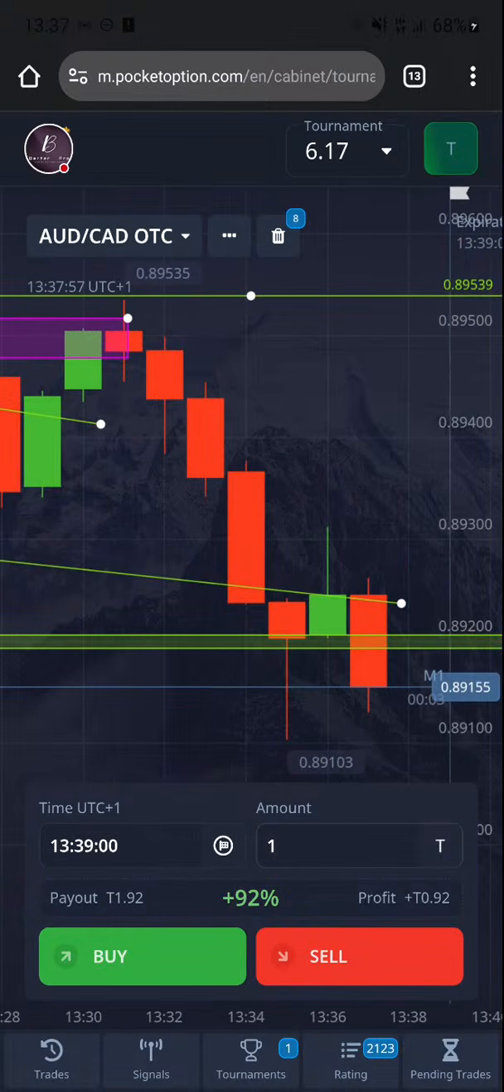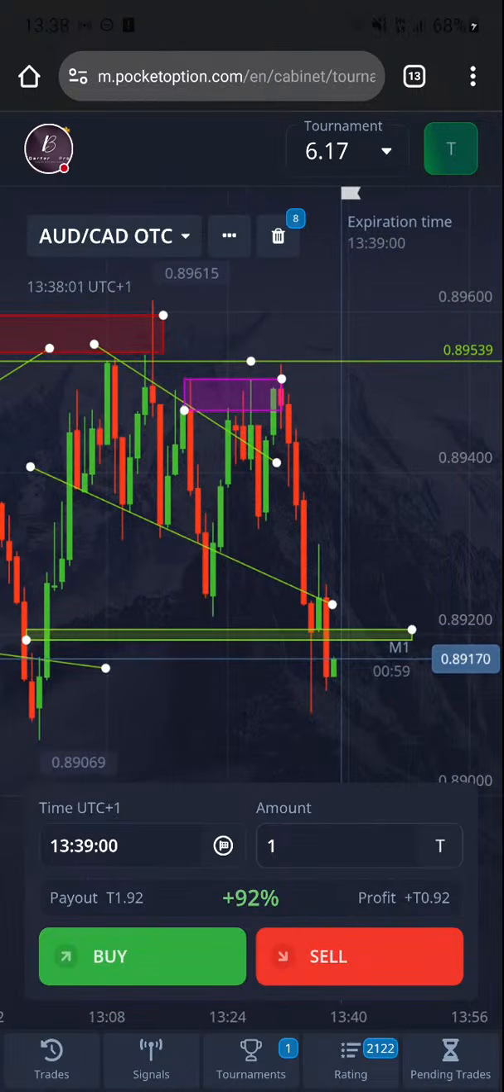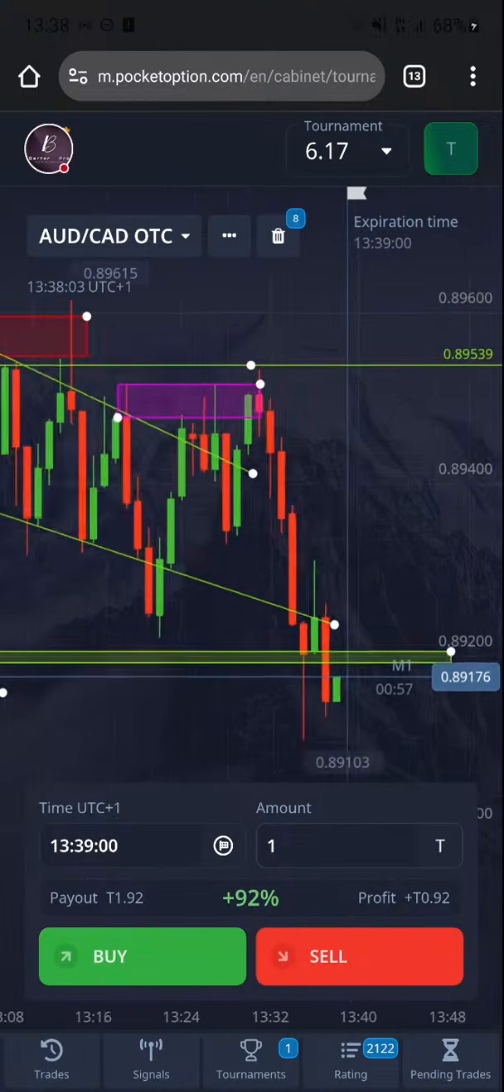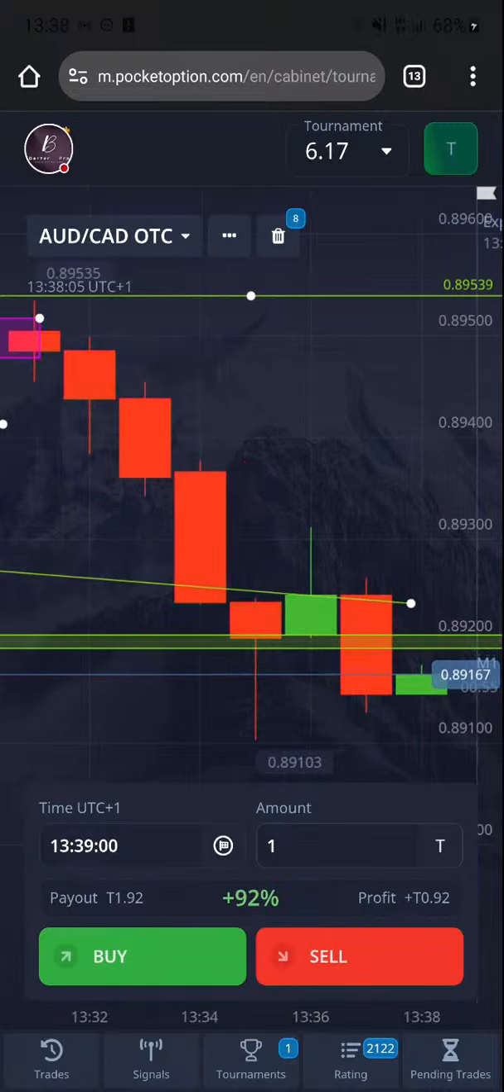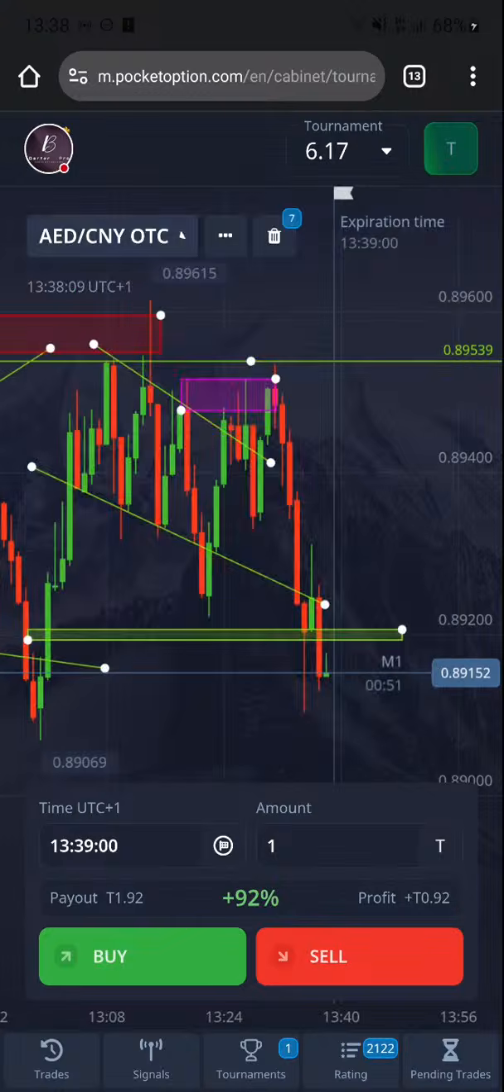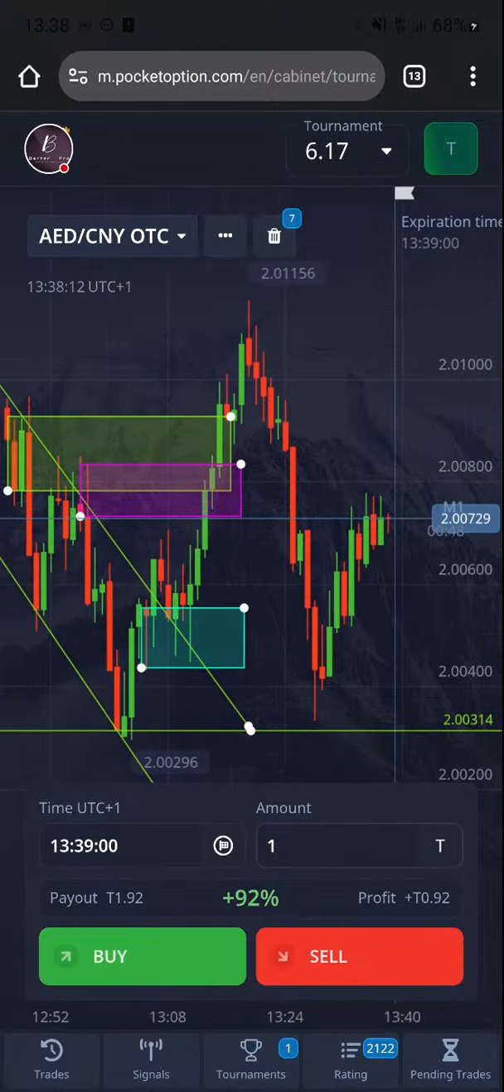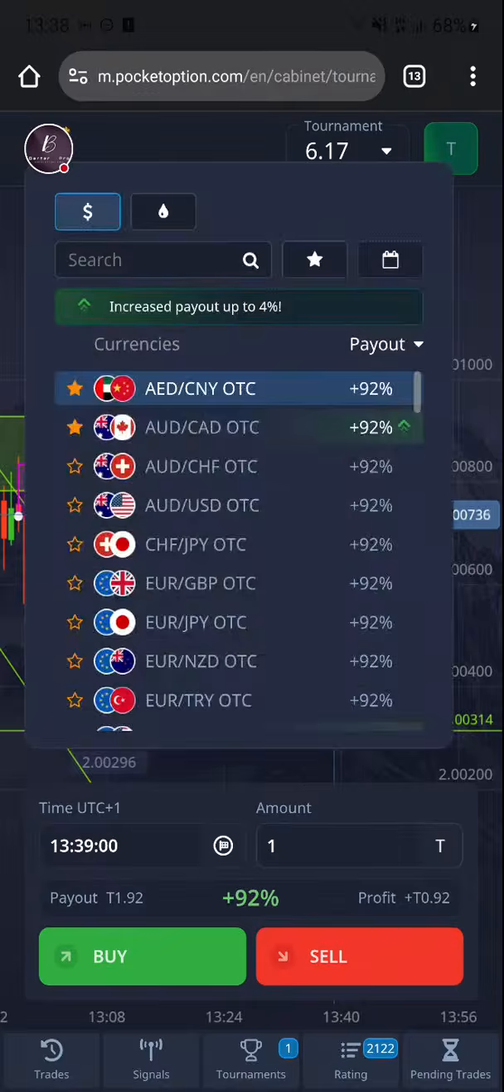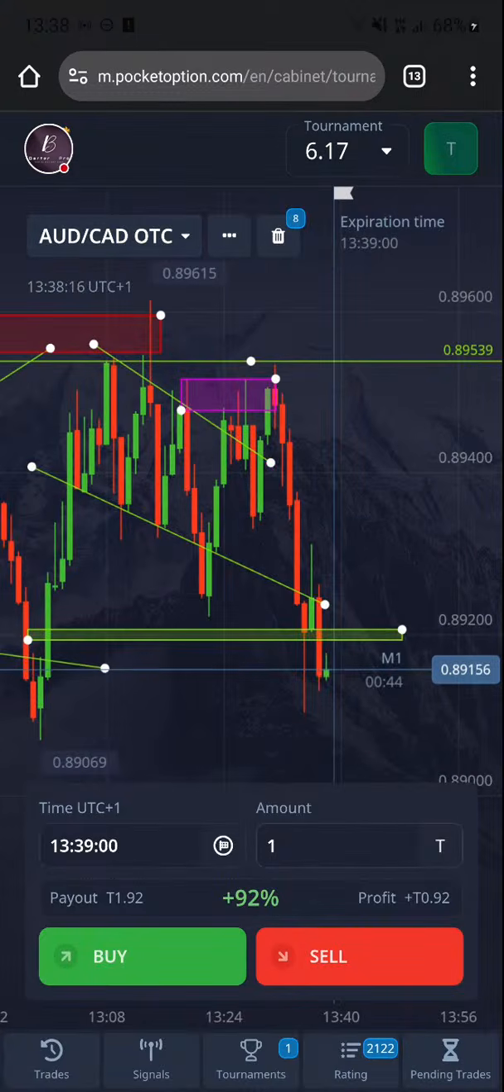I told you I wanted to go with the sellers. I didn't have enough reasons, but I kind of had a hunch that the sellers would want to come in because of this big rejection right here. But it's fine though. We would still look for a very good trade. Let's look for an amazing trade in the markets.